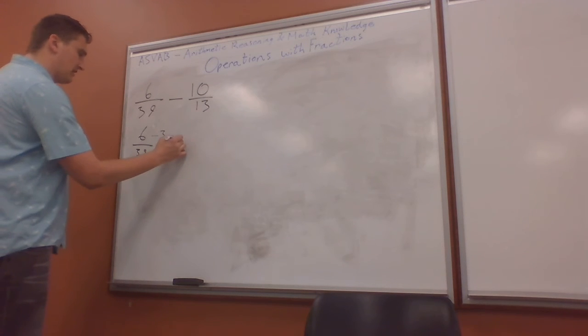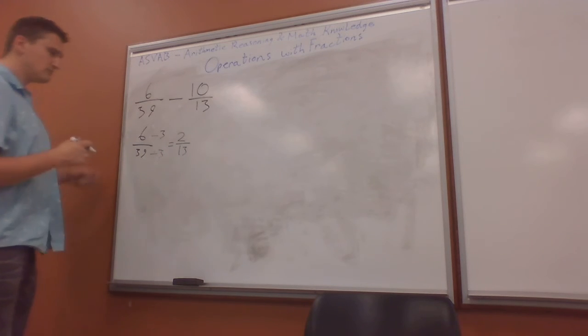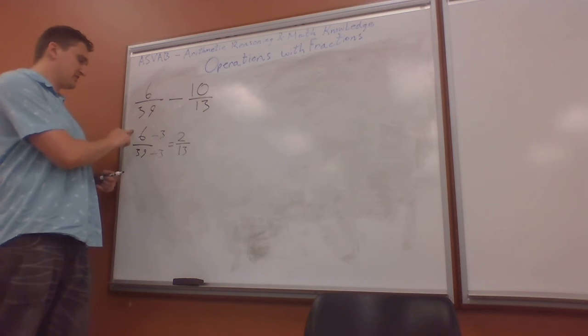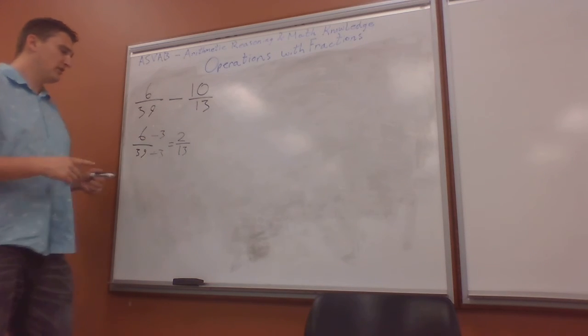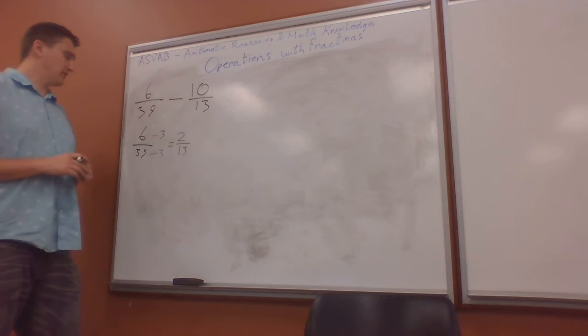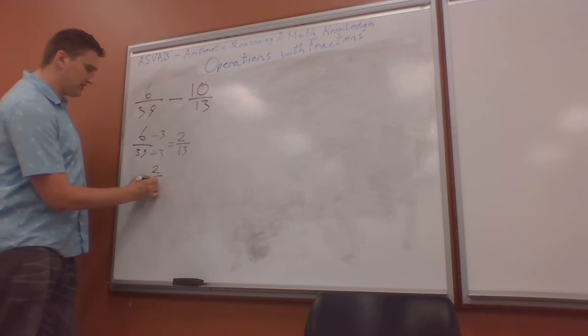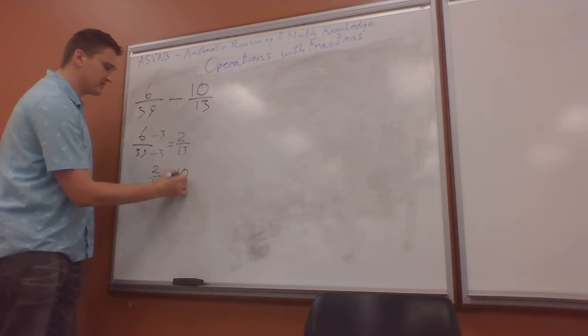So this is going to come out to 2/13. Now, if you need to, checking on a calculator, go 6 divided by 39, and then go 2 divided by 13, and you are going to get the same answer. So, 2/13, I'm just going to rewrite our original problem here, minus 10/13.